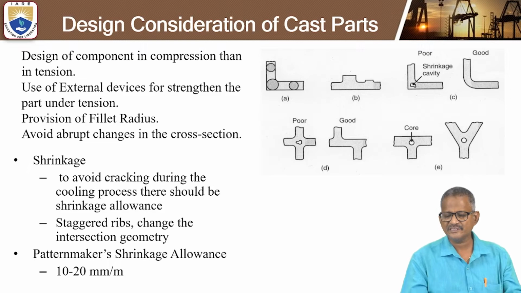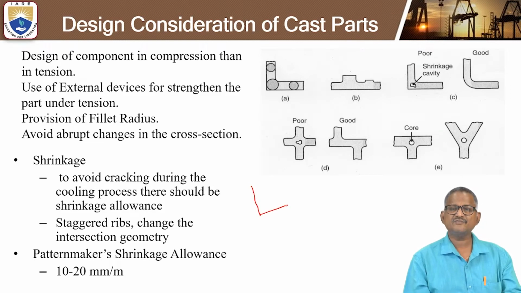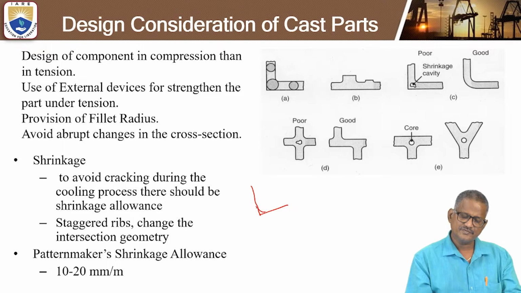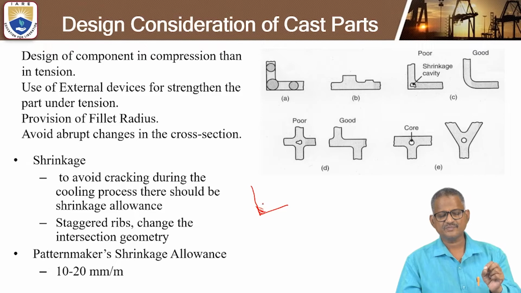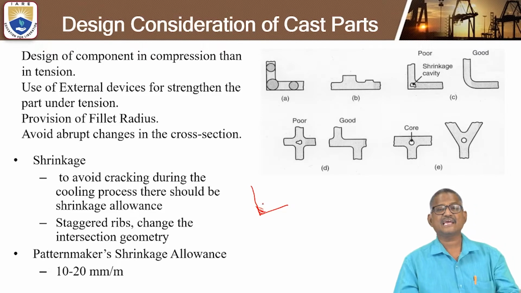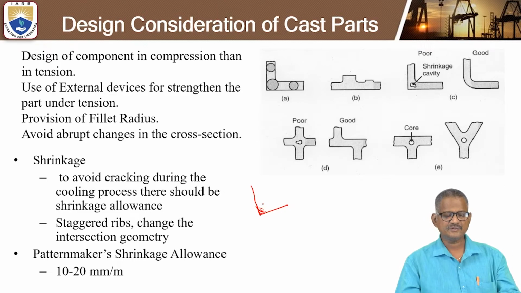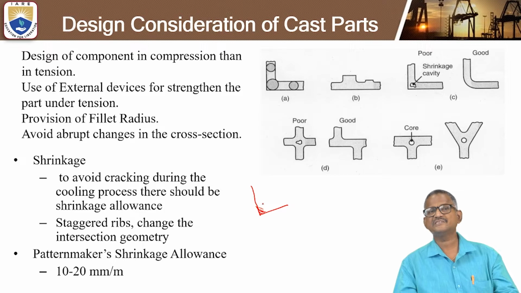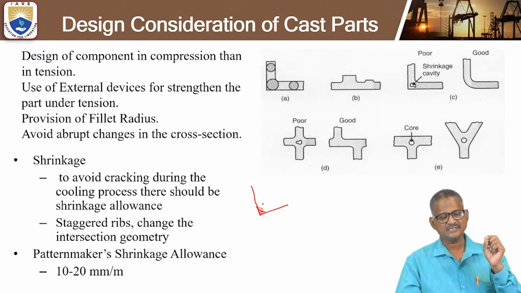Even wherever there are horizontal and vertical sections, there will be a fillet. The provision of a fillet radius is also very important in order to avoid abrupt changes in the cross section.